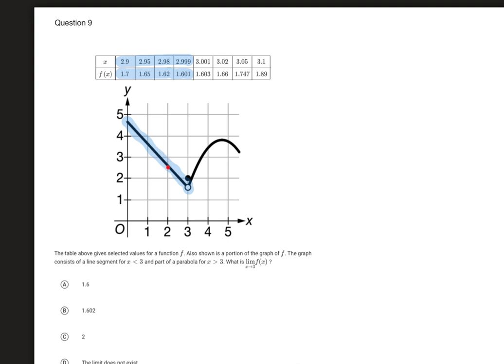But notice this function's decreasing, so as you get closer to 3, you're going to get y values a little smaller than this. If you go even closer to 3 from the left, the y values are going to get smaller than this. So the limit as x approaches 3 can't be bigger than this, since the function is decreasing. It has to be just a little bit less than that. It can't be 1.602 because that's greater, so it just has to be 1.6.